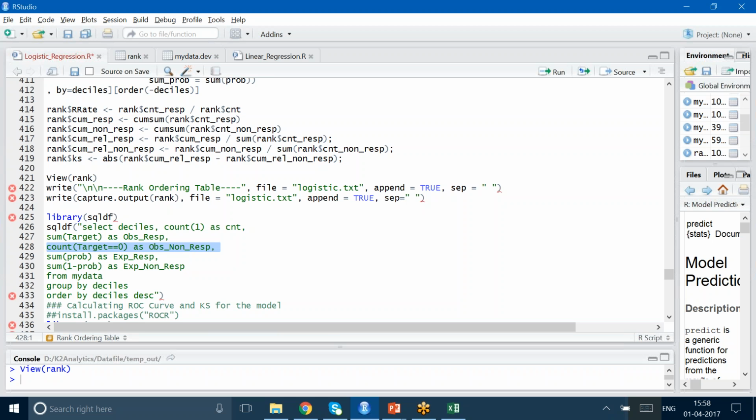Now, in a given decile, assume there are 10 customers. Probability of first customer is 0.2. Probability of second customer is 0.2. Third is 0.2. Fourth is also 0.2. Fifth is also 0.2. 5 customers have probabilities 0.2, and the remaining 5 have probability 0.25. How many responders do you expect out of that 10?